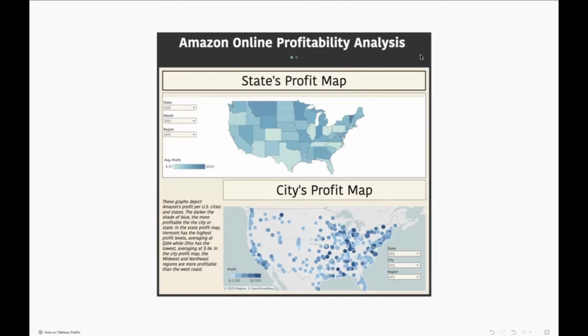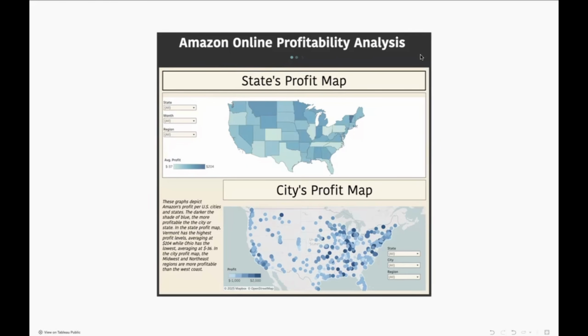Hi, I'm Anna, and in this section of the video, I'll be discussing Amazon's online profitability. This Tableau dashboard provides a comprehensive look at how Amazon's profit margins vary based on different locations around the United States and product categories. The state's profit map reveals fascinating regional patterns.